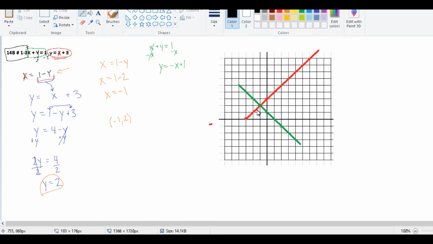And we can see that our intersection point is right here, which is negative 1, positive 2, and we are right. So this is why we still are graphing it, just to double check your math and to make sure that you're substituting in correctly.